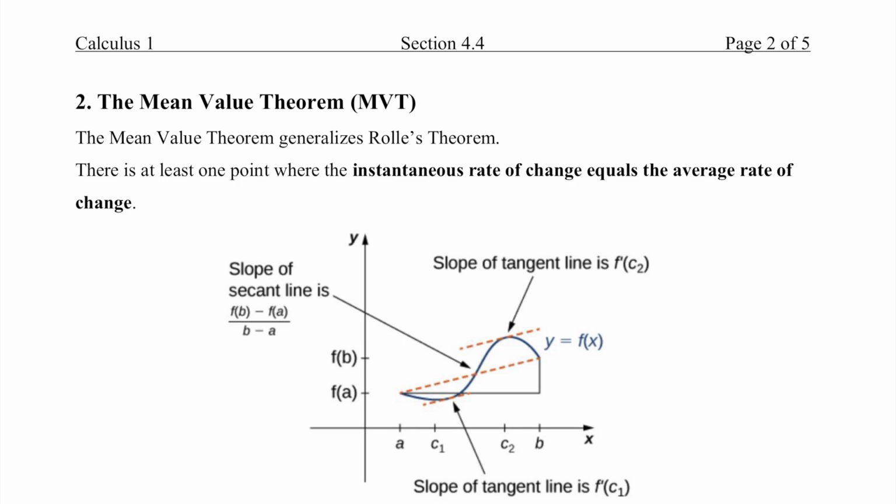Here's the main idea. There is at least one point where the instantaneous rate of change equals the average rate of change. In simpler terms, at some point, the slope of the tangent line equals the slope of the secant line.